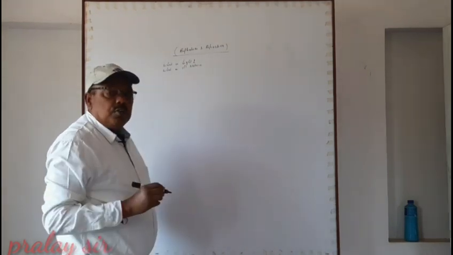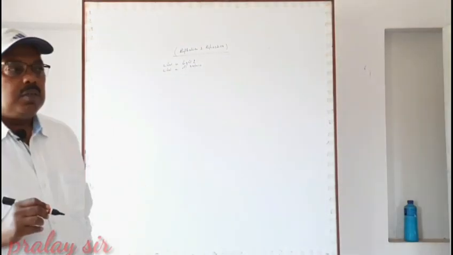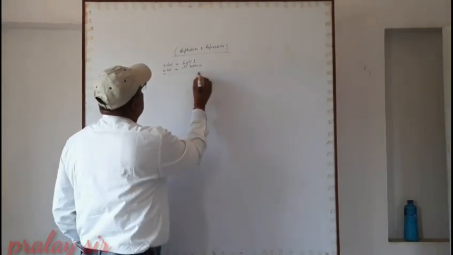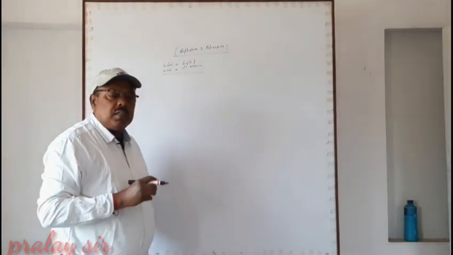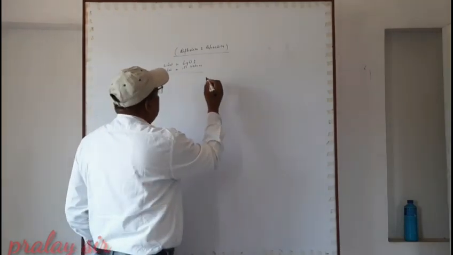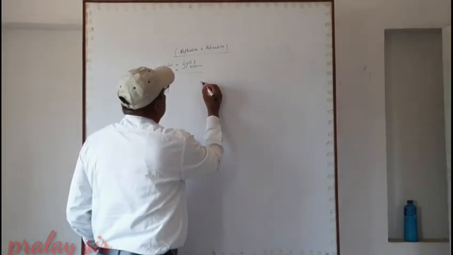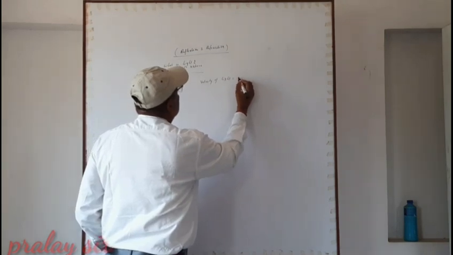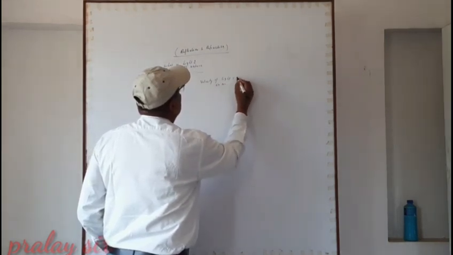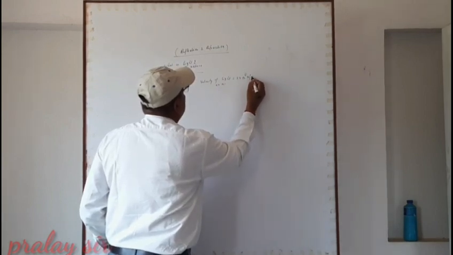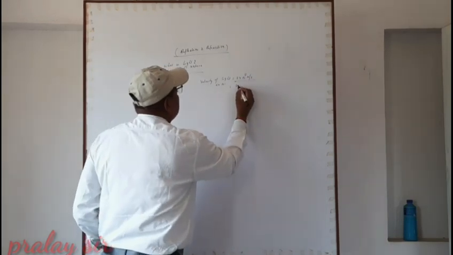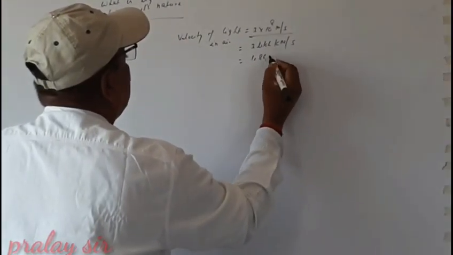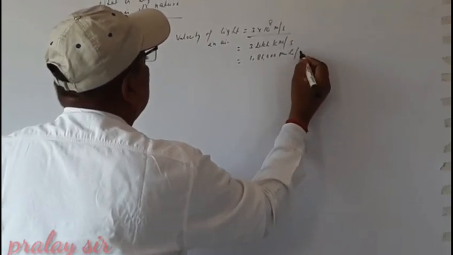First thing, light is a source of energy. Next thing is that the velocity of light was measured by Michelson and Foucault. The velocity of light in air or vacuum is 3 into 10 to the power 8 meter per second. That is 3 lakh kilometer per second, that is 1,86,000 mile per second.